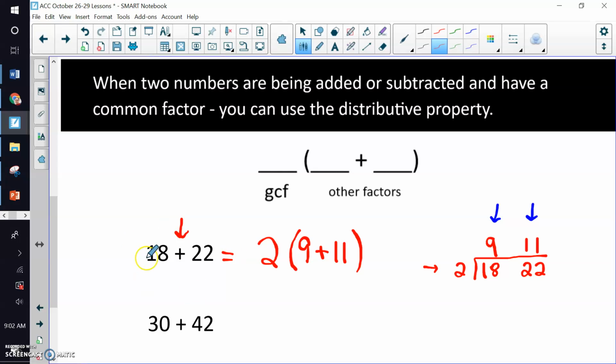So we went from an addition problem, and now it is a multiplication problem. 2 times the sum of 9 and 11. And we can check our work very easily. Let's just make sure we have this. 2 times 9, that's 18. 2 times 11, that's 22. Good. We should be good to go.